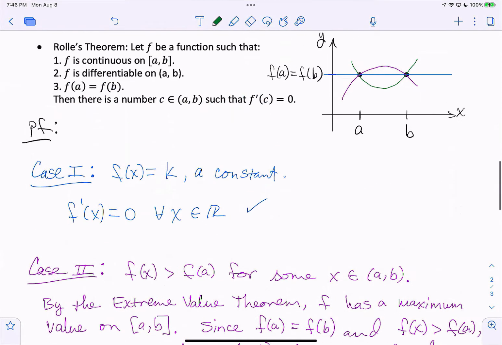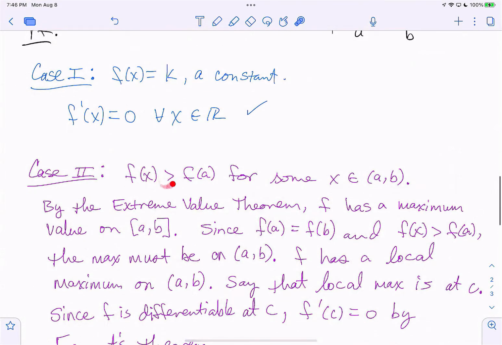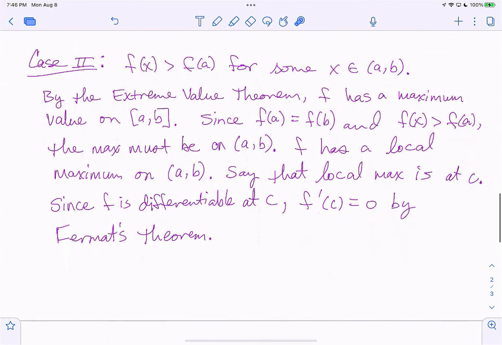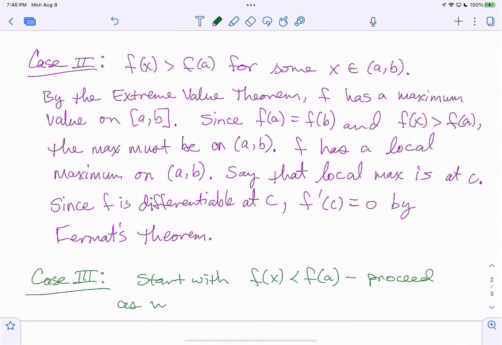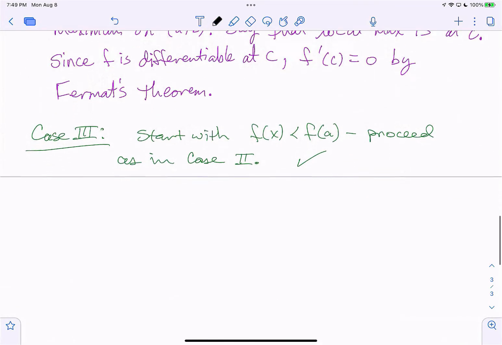For case 3, we really just switch this inequality so that f of x is less than f of a. And then instead of a maximum, we call it a minimum. And then proceed as in case 2. That proves Rolle's theorem. Let's go ahead and move right into the mean value theorem now.